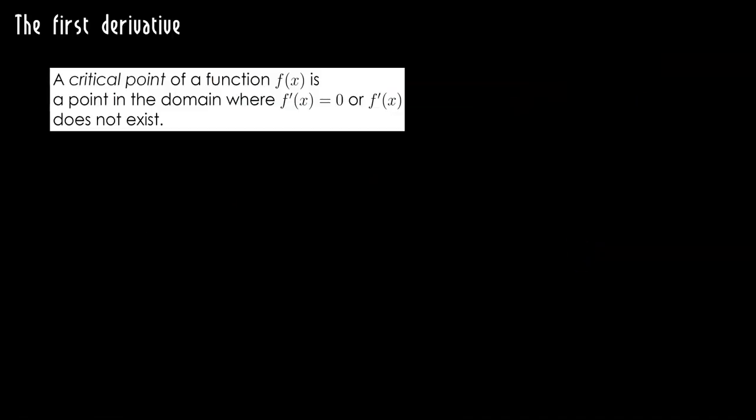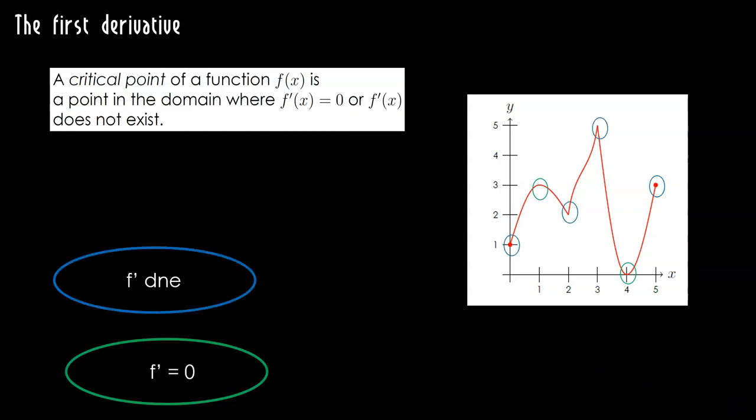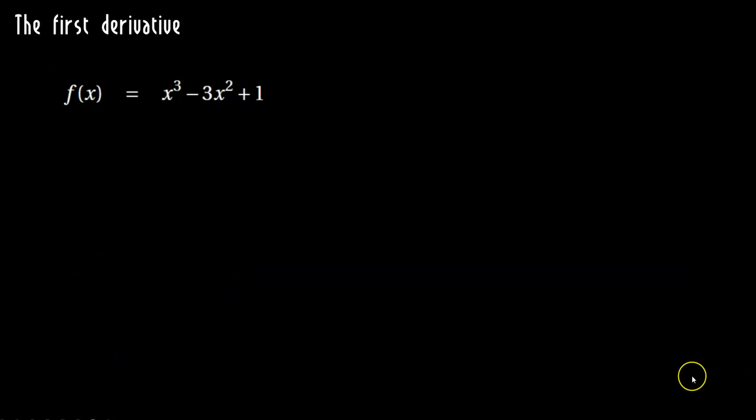A critical point of a function is a point in the domain where f prime equals 0 or f prime does not exist. Looking at this picture, I can see the places where the derivative is 0 are these two places in green. I can see the derivative doesn't exist where it is pointy. If the function is increasing on one side of a critical point and decreasing on the other, we have an extrema. So let's look at this example.